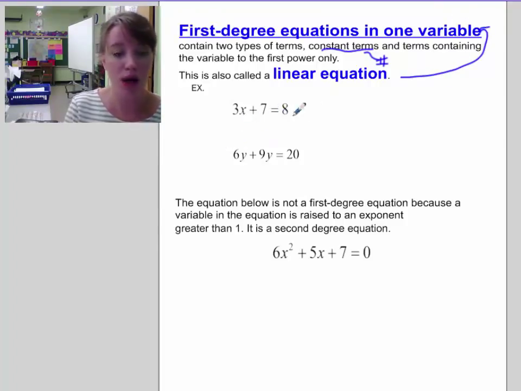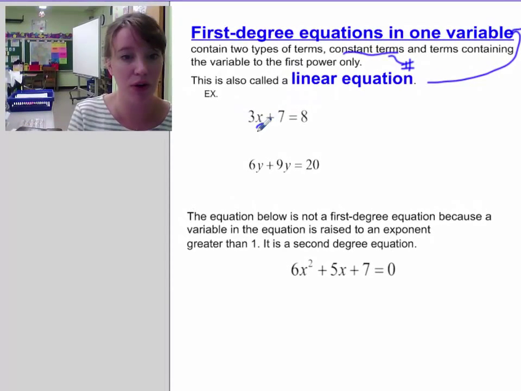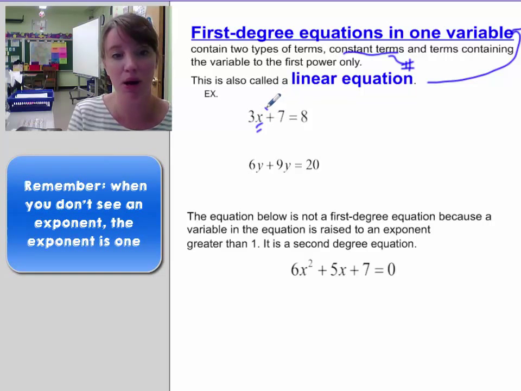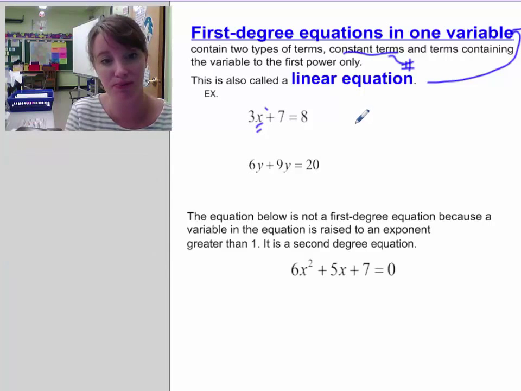Now, let's go over what we just set up here. These two equations are examples of first degree equations. They're first degree because every variable I see, in the first one I only see one variable, and it is raised to the first power only. If I had this variable raised to the second power, it would be called a second degree equation. If I had a variable raised to the third power, it would be called a third degree equation, and so on and so forth.